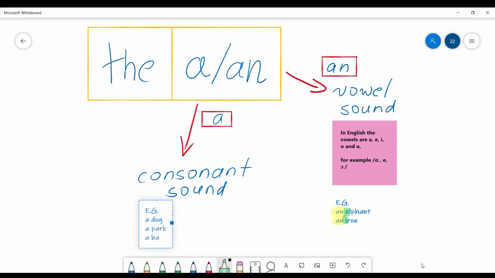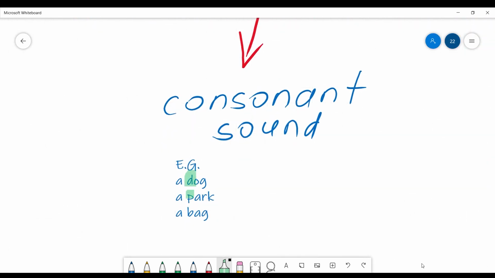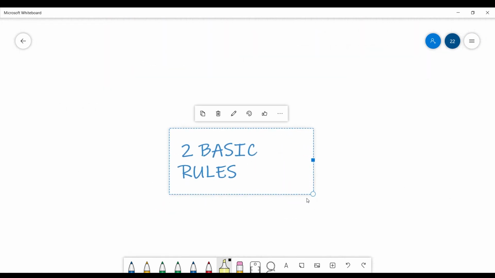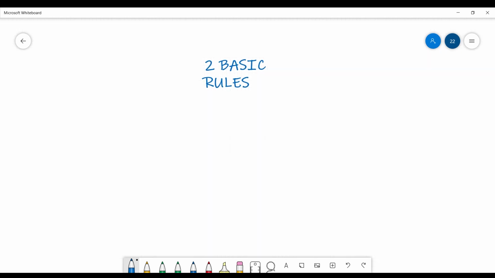Let's look at some examples of nouns starting with a consonant sound. Here we have a dog, a park, a bag. Again, let's have a closer look. All the words here, as you can notice, start with the consonants D, P, and B in this case. Therefore, we are using the article "a". This is the basic rule.